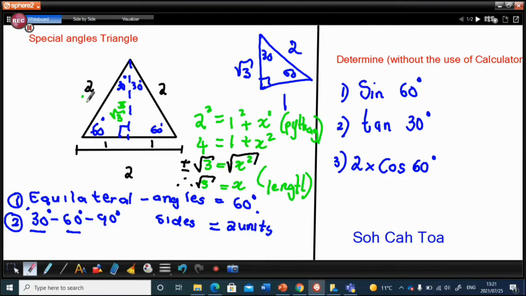If you see, we have 2 is the hypotenuse, we have 1, and that is opposite 30, and then the square root of 3, which is opposite 60. Right, so that's our triangle there.